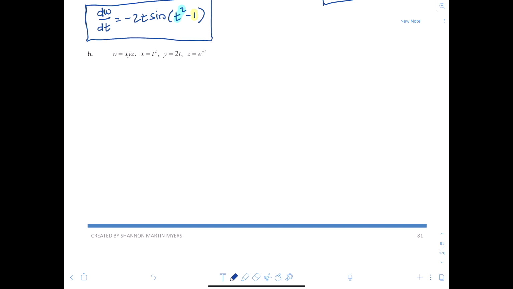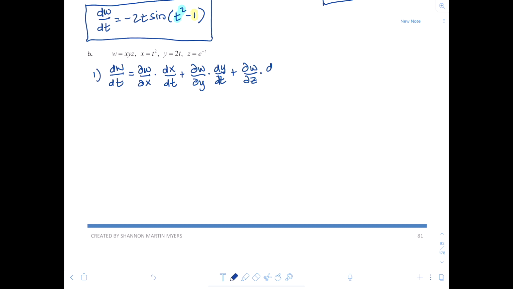Okay, so our new way is doing it how? dw dt is equal to the first partial with respect to x of our w. Actually, let me write it here so it's nicer. And then times dx dt, plus our first partial of w with respect to y, dy dt, plus our first partial of w with respect to z times dz dt.